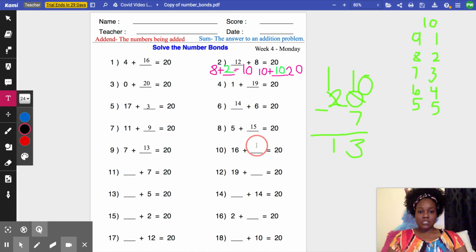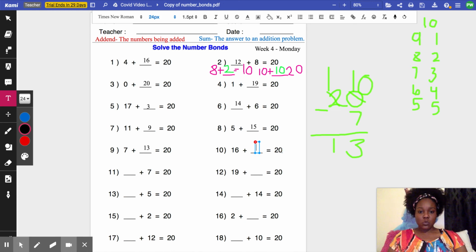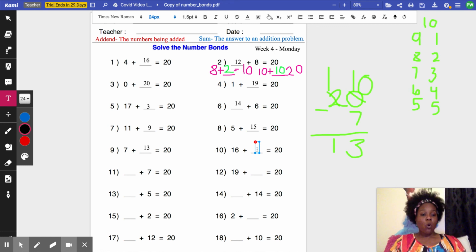On this next one, 16 plus something is 20. Now, I've noticed a pattern. If I have a 1-digit addend that I know, and my sum is 2 digits, the missing addend has to be 2 digits. If I have a 2-digit addend that I know, and a 2-digit sum, the missing addend has got to be 1 digit. So on this one, my missing addend has to have only 1 digit.